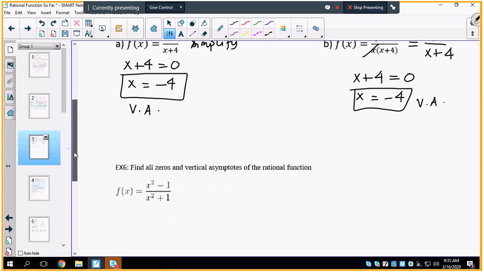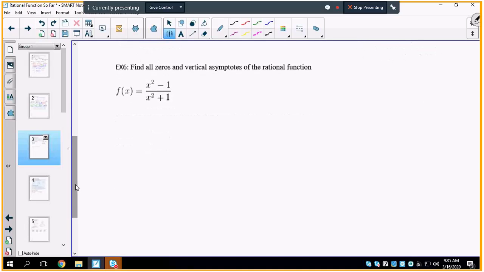The other thing we will do is finding vertical asymptotes and intercepts together, which is our next problem. So it's asking you to find all zeros and vertical asymptotes. So we'll start solving the problem by finding the zeros.